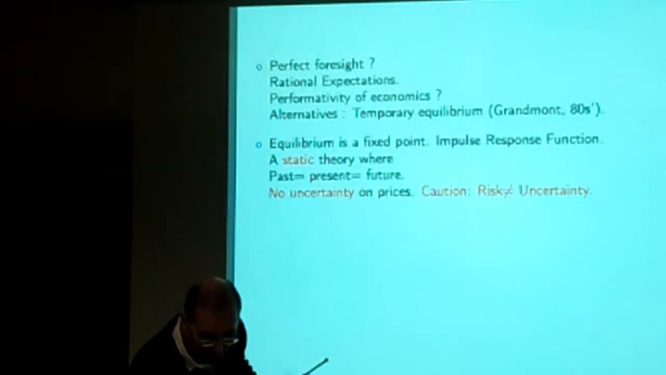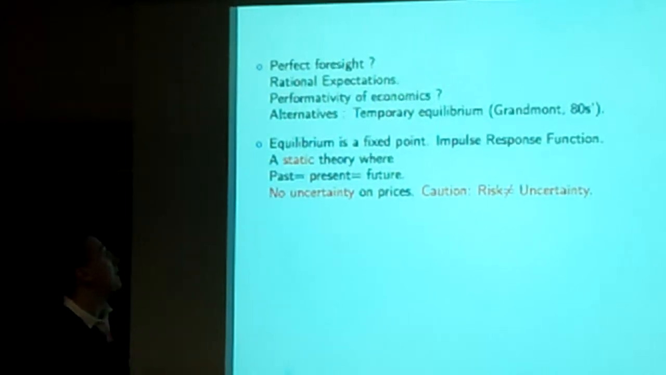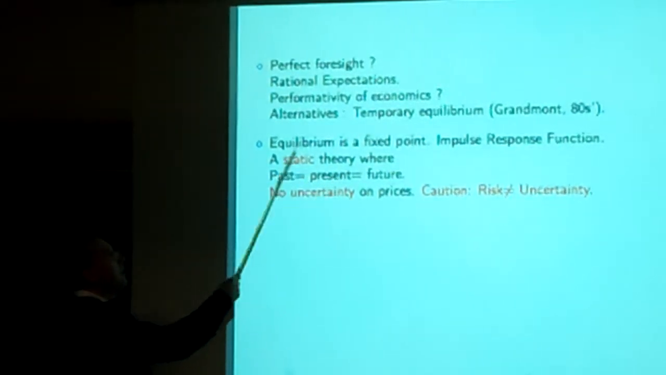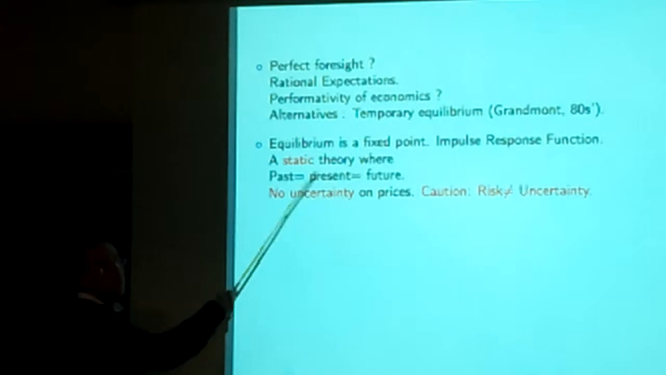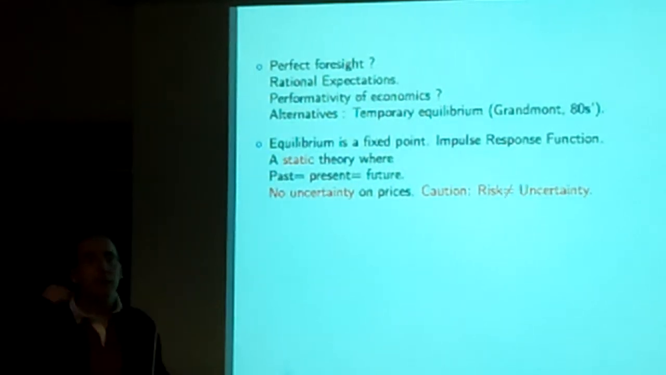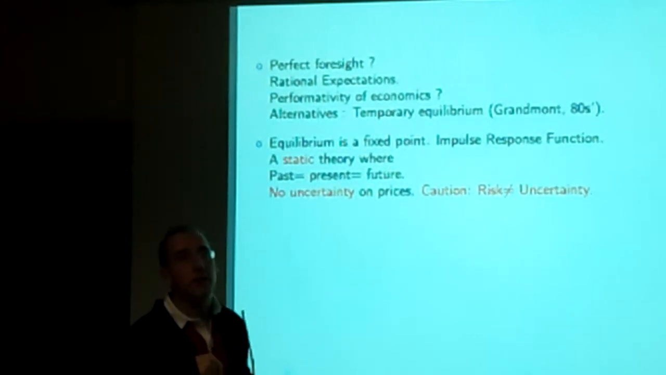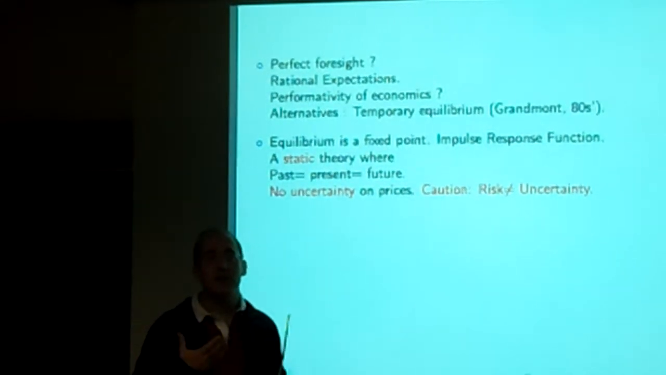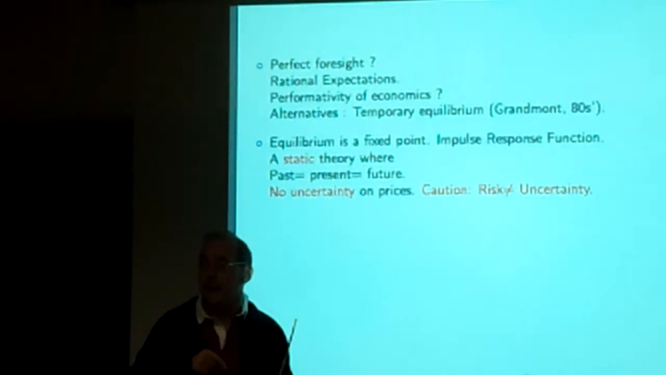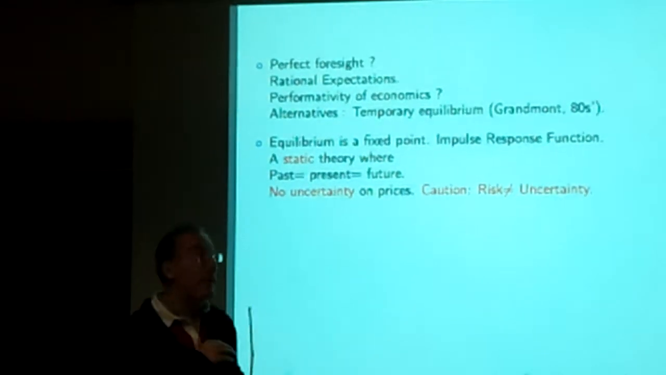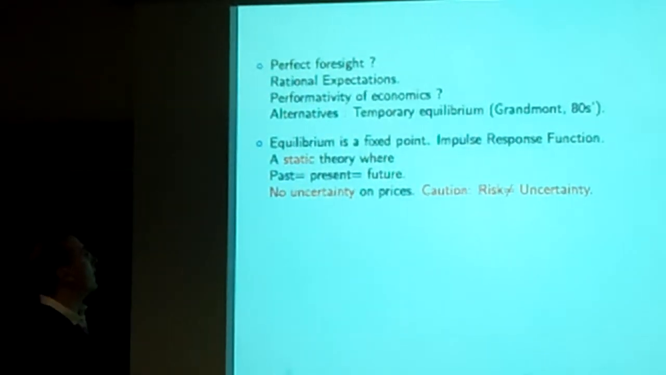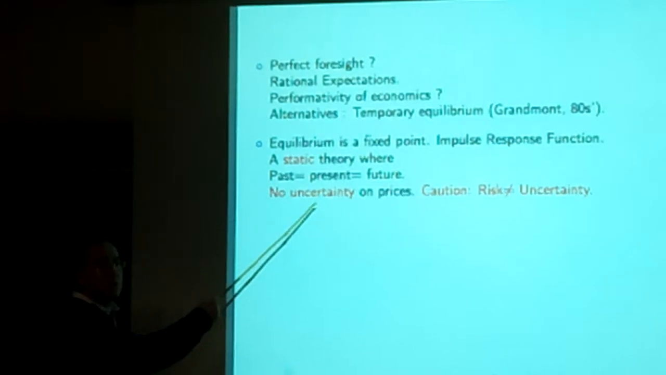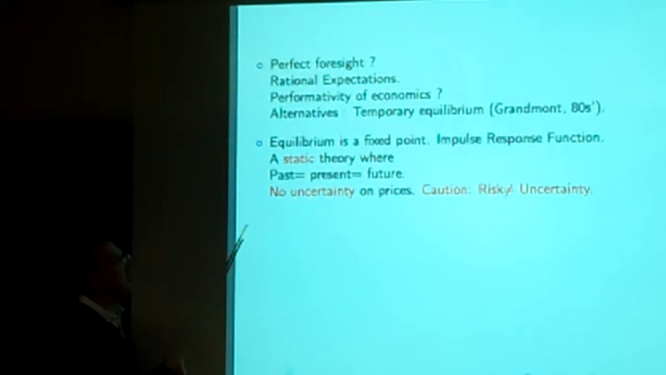So it means that it's an entirely static theory where the past is equal to the present is equal to the future. Okay? So remember this morning, my colleague Léautier said we have a dynamic theory, but it's cheating because it's not a dynamic theory. It's an entirely static theory where you have time, but the fact that you have time does not mean it's dynamic. So these are entirely static models where you don't have any uncertainty on prices. Prices are perfectly known by everybody.